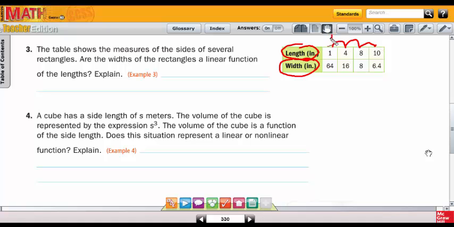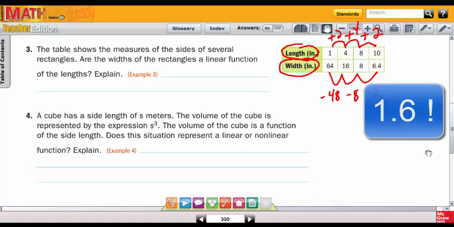And here we have a +3. From 4 to 8 is a +4. 8 to 10 is a +2. So we're kind of all over the place there, but let's take a look down here. From 64 to 16 we drop 48. From 16 to 8 we drop, or I should say we subtract 8. And from 8 down to 6.4 we're subtracting 2.4. We really didn't need to do every single one of these, but I wanted to show you the complete process here.